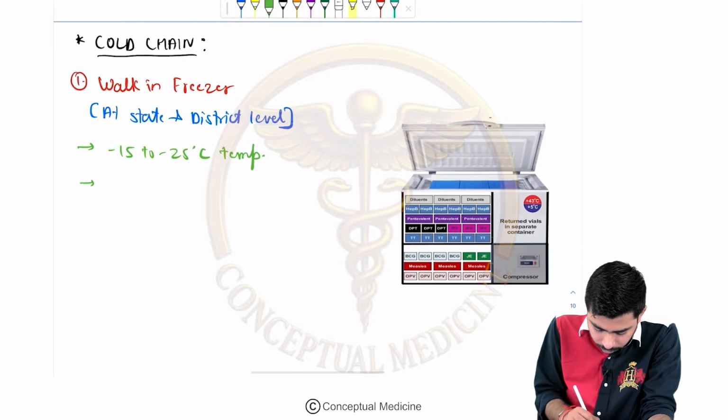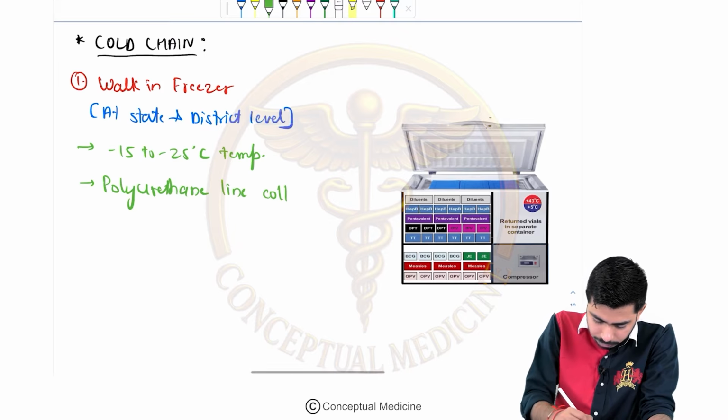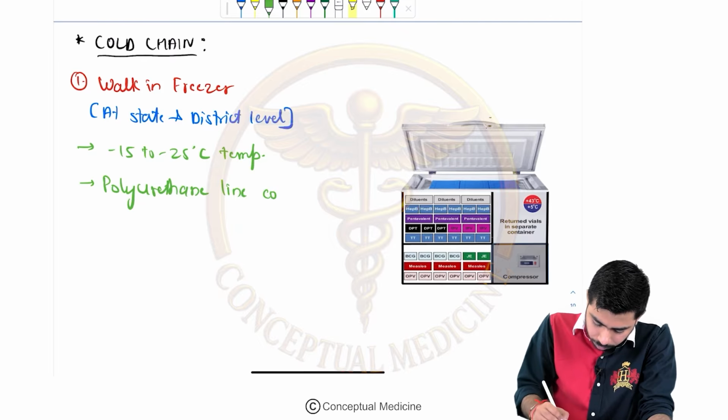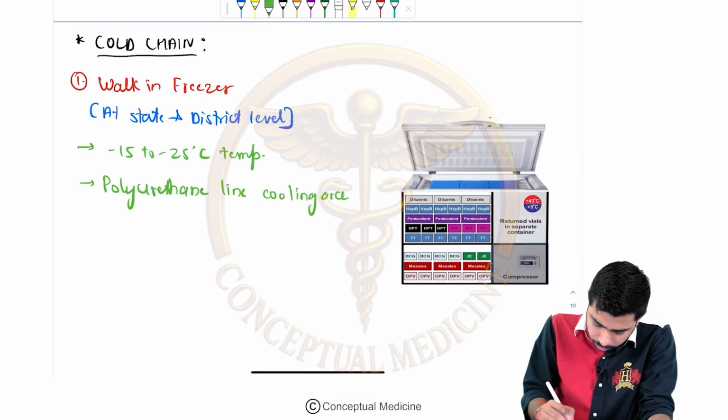Second point over here, they are lined with polyurethane, right? So a polyurethane lined cooling area is present over there.